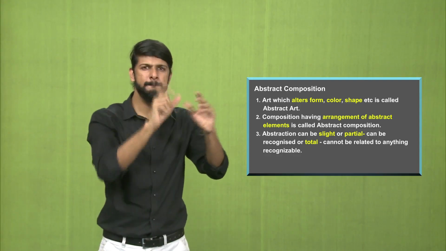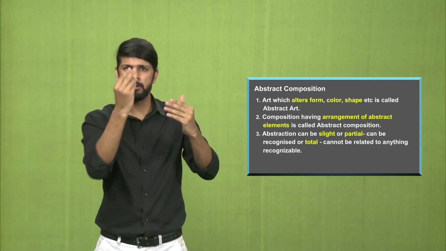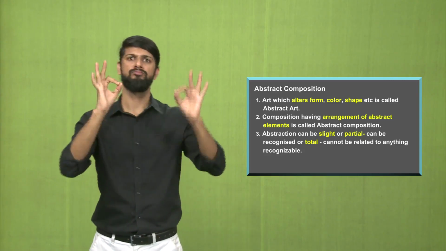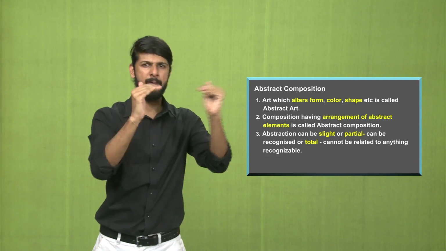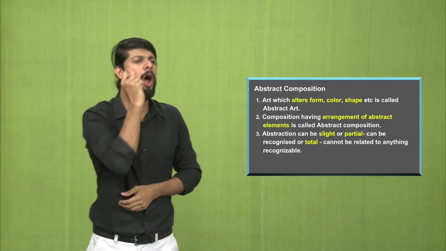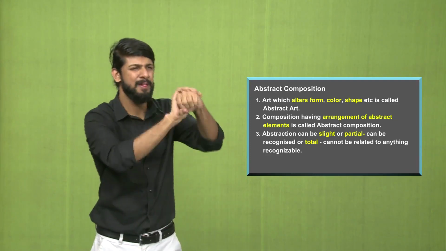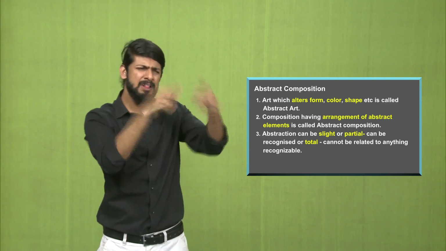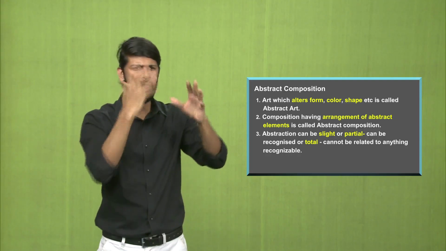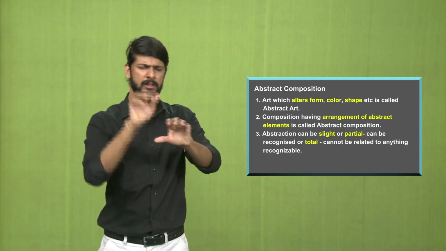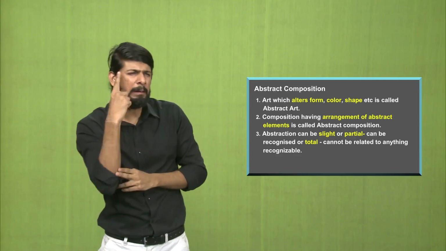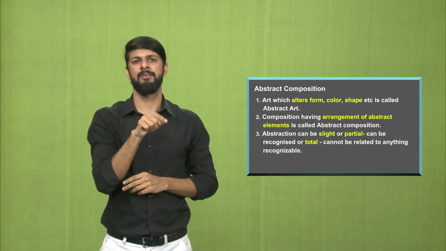An abstraction can be slight or partial or total. For example, slight abstraction is something where you can still identify the subject. Partial or total abstraction is something where the entire form or the color, the elements have been totally changed beyond recognition.